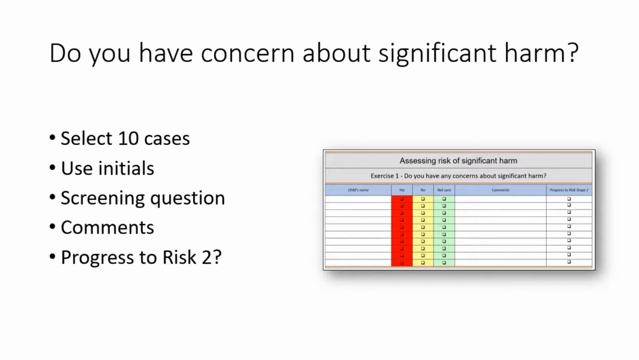Select a sample of cases that are familiar to you. For example, a child protection practitioner with 20 children on their caseload. Select 10 of these. Write their initials in the left-hand column. Ask the screening question for each child. Do you have concern about significant harm? Record your screening answer in the yes, no, or not sure column. You can record any comments, and if it needs to be progressed to a Stage 2 risk assessment. You can pause the video to fill in your workbook.